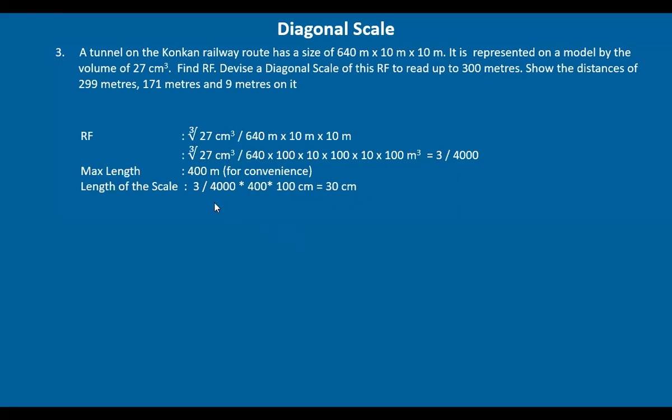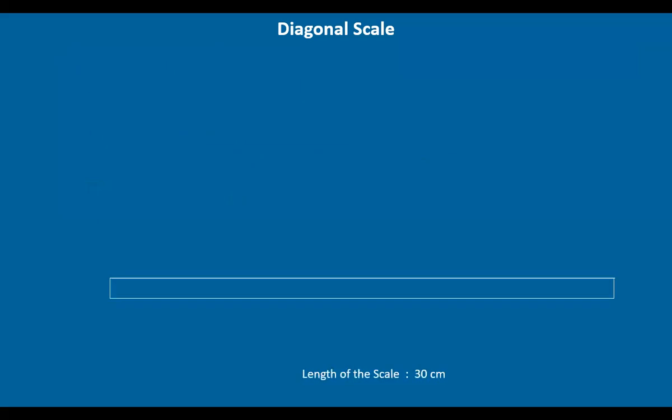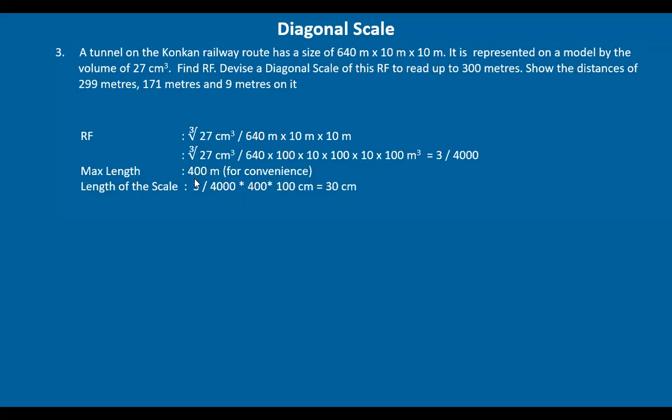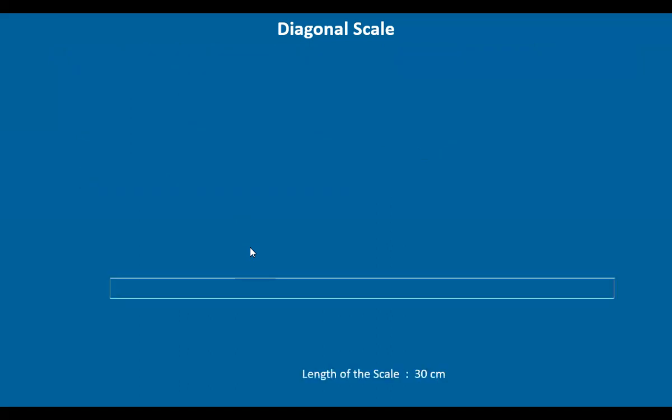So let us draw the diagonal scale. The length of the scale is 30 centimeters, so we have drawn a 30 centimeters length rectangle. And now let us divide this into how many? 4 parts, because we have taken this length as 400 meters. The maximum length is 400. So divide this into 4 equal parts. Each division indicates 100 meters. Now again this side, 100 meters. Divide this into 10 equal parts, mark them, and each one represents 10 meters.